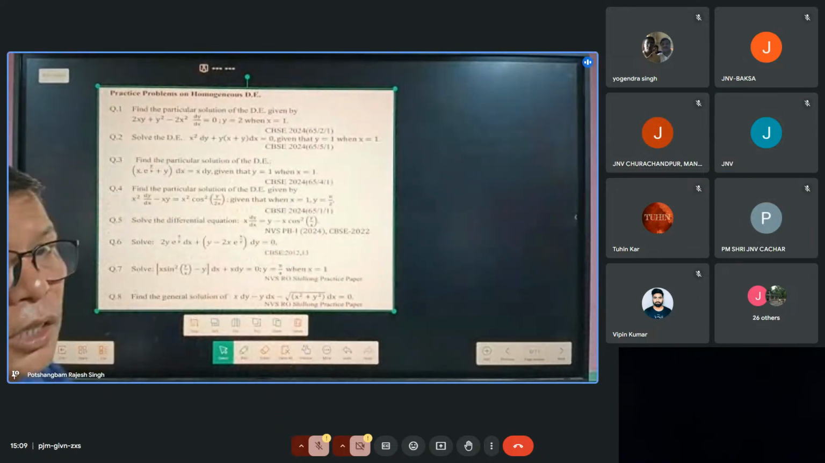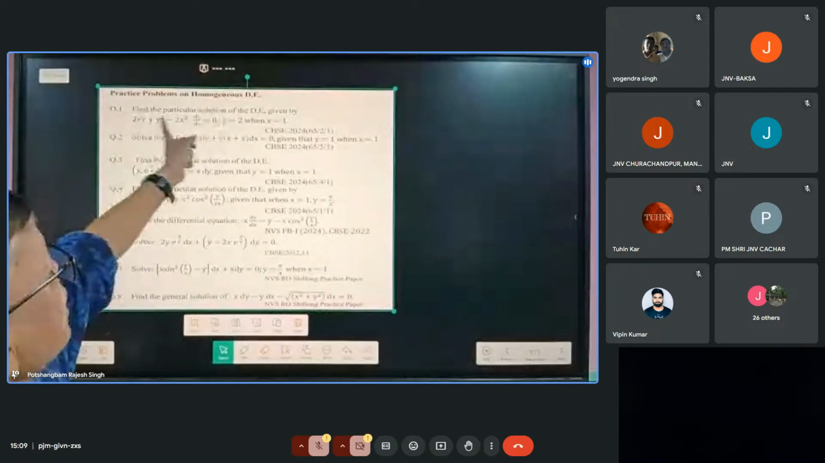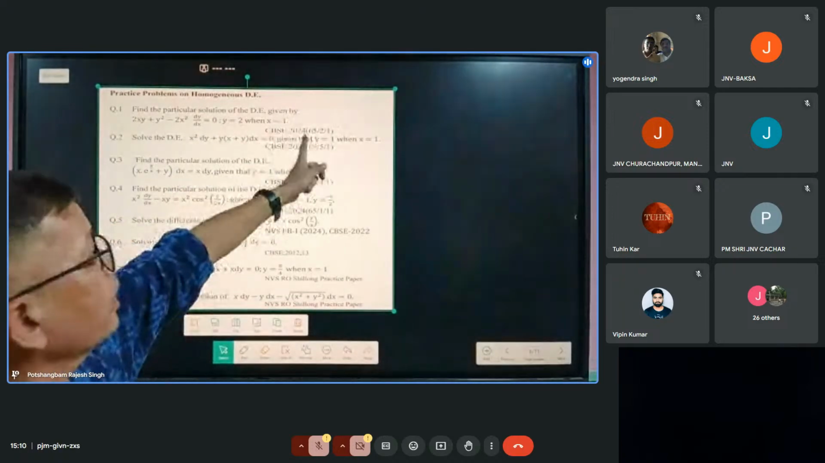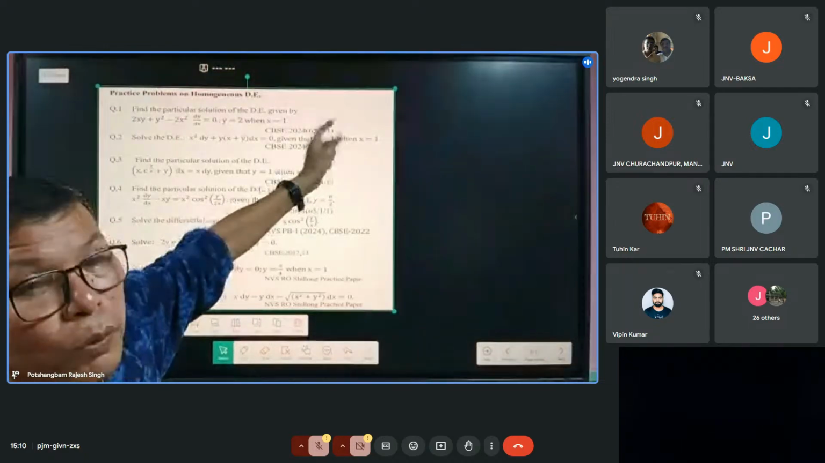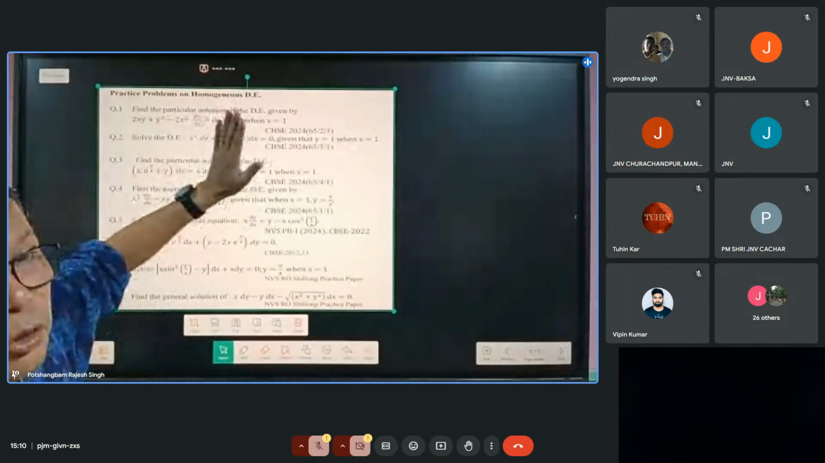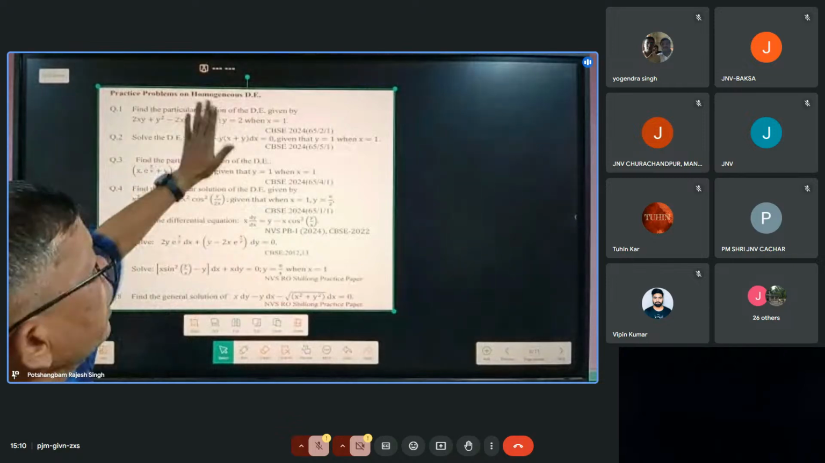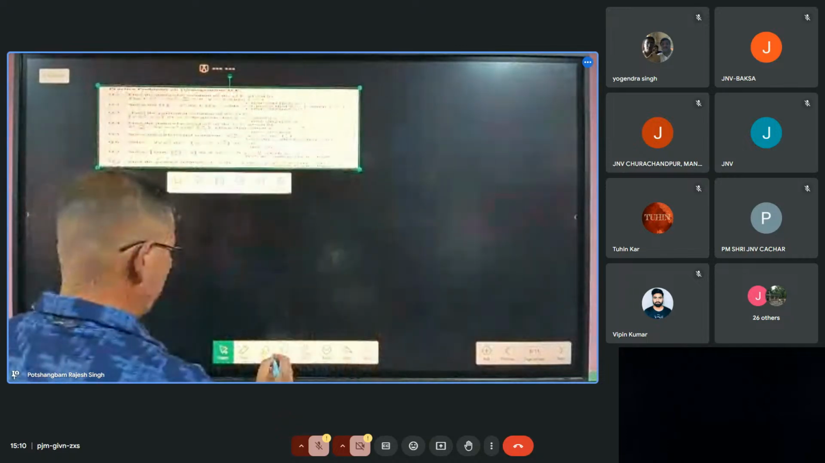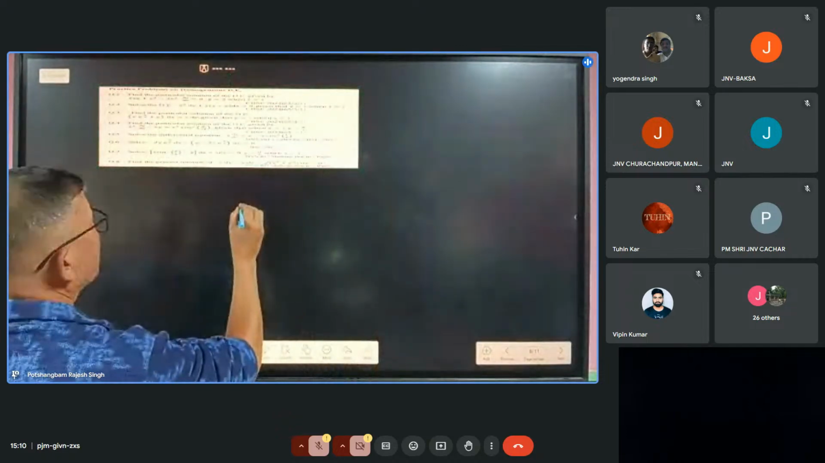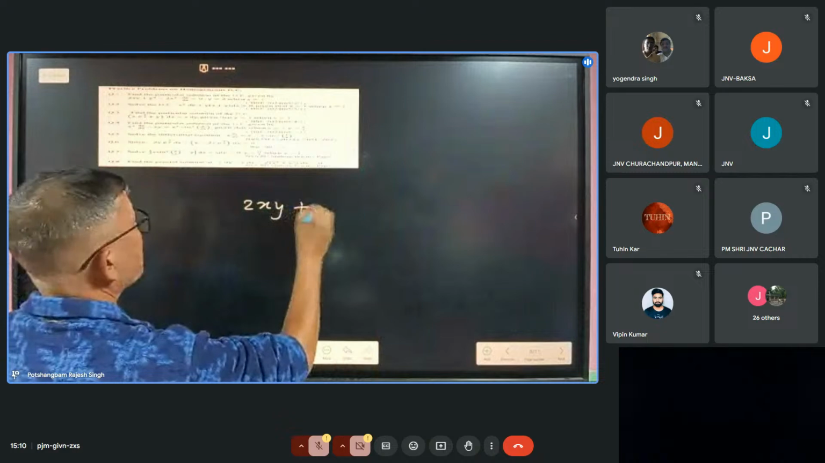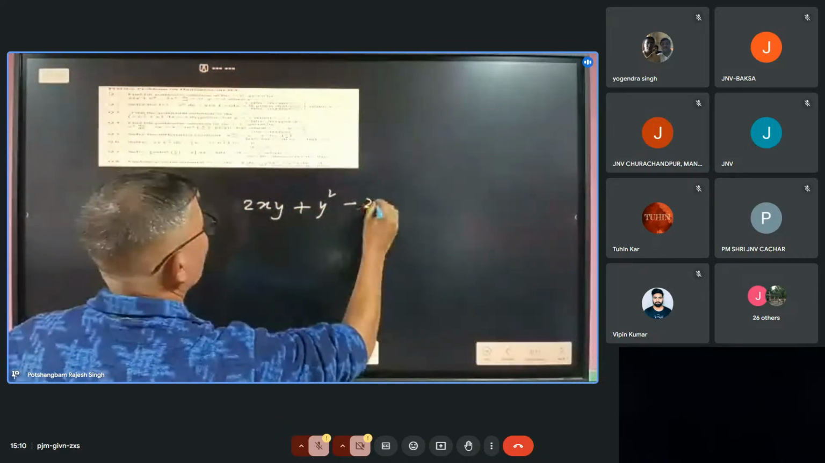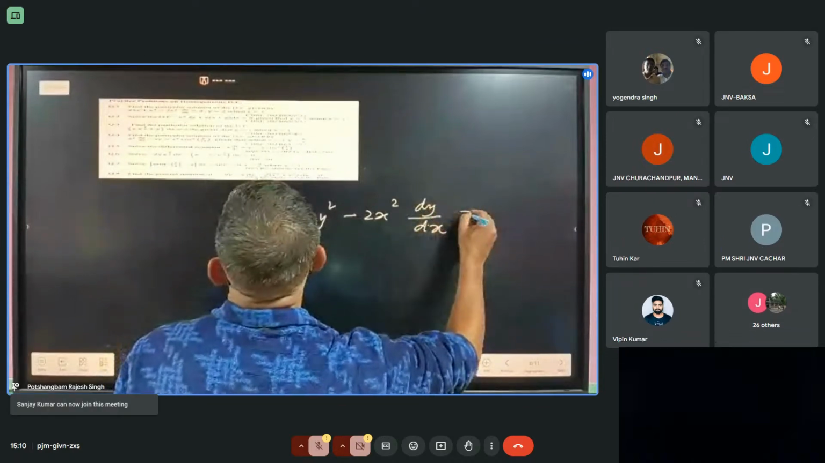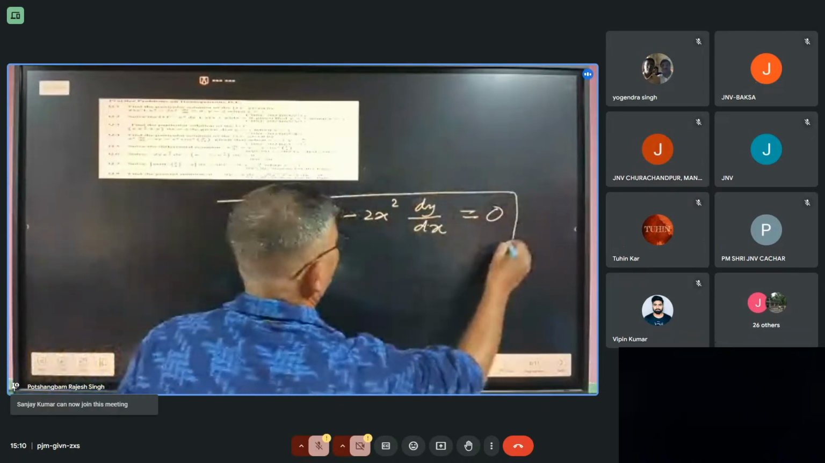See, the first example was actually in 2024. Recently, it was in the CBSE. The set number is also mentioned here, 65/2/1. And in this differential equation, for the time being, let me write here that 2xy + y² − 2x², dy/dx = 0. This is the differential equation given.